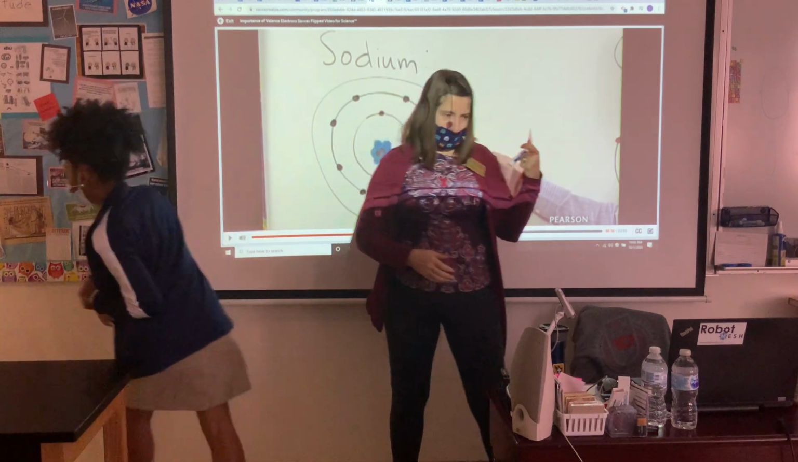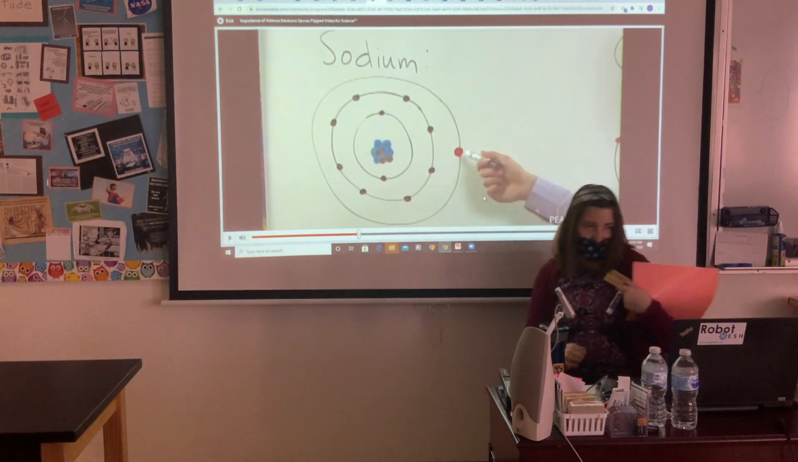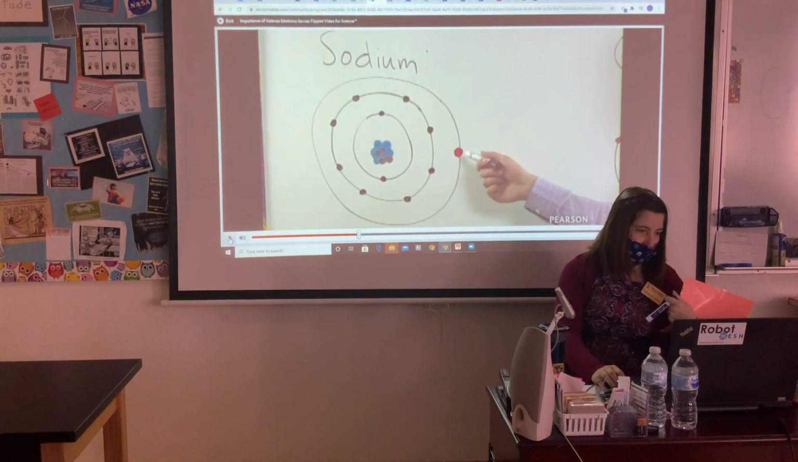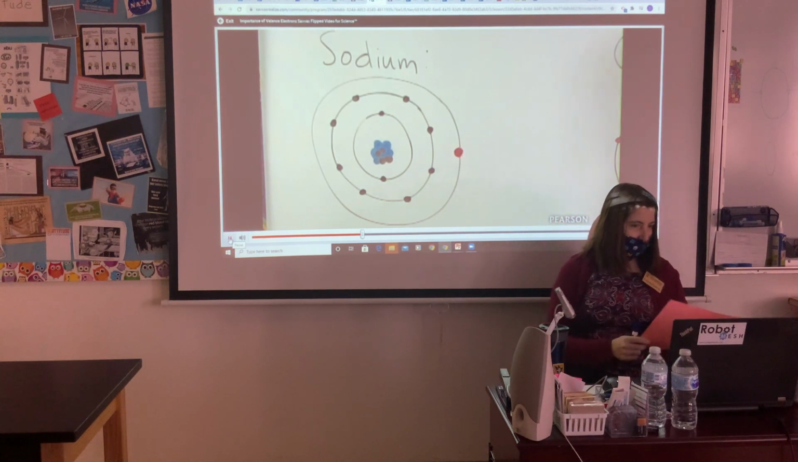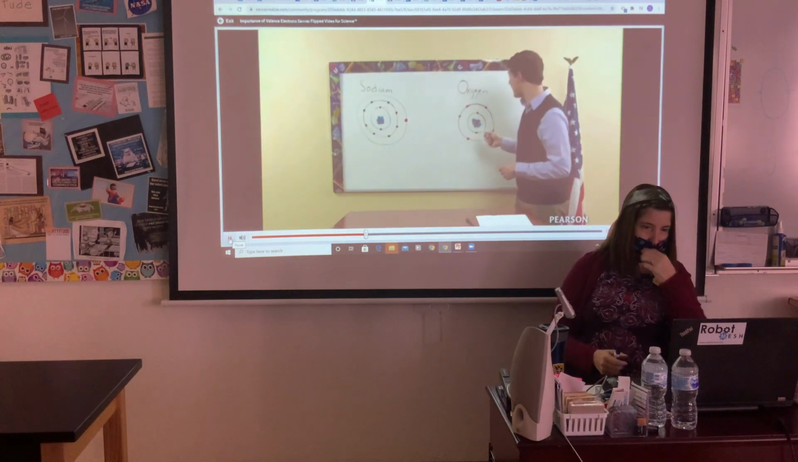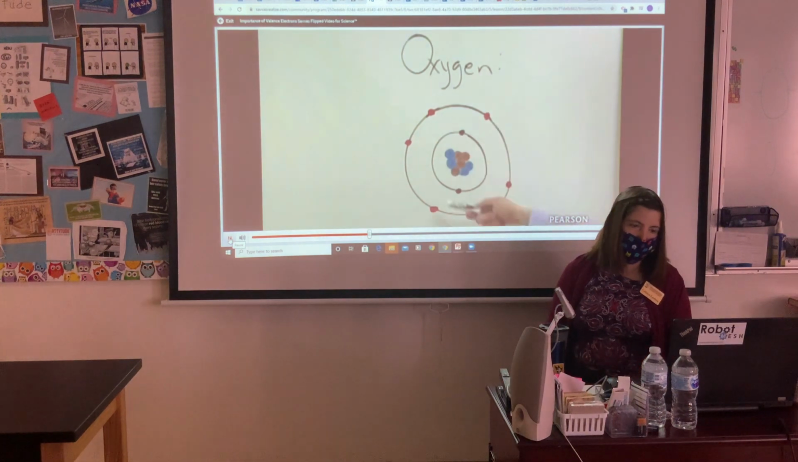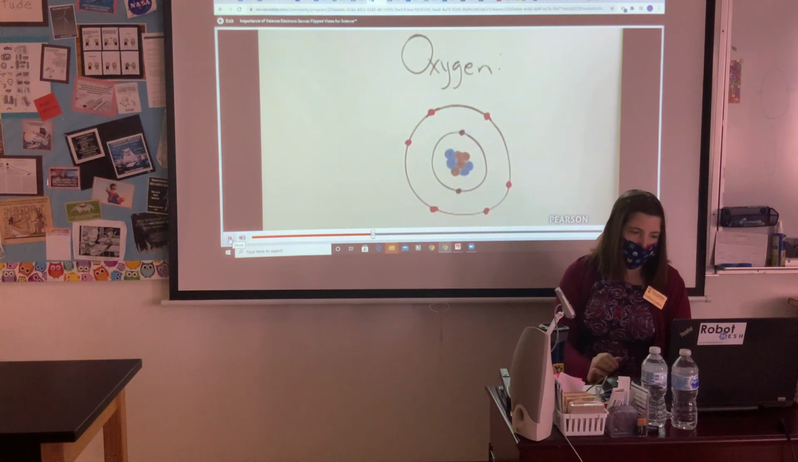I think we have a fair amount of time left. Let's finish this up now. Valence electron, I have it in red. And in my oxygen example, I have 6 valence electrons. I've colored those in red as well.